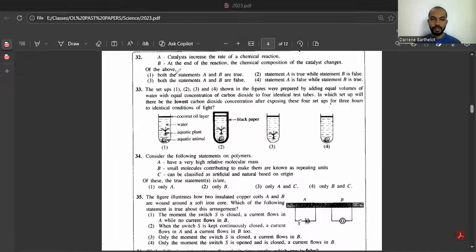Question number 32. Catalyst increases the rate of chemical reaction. Yes, it's correct. B, at the end of the reaction, chemical decomposition of catalyst changes? No.